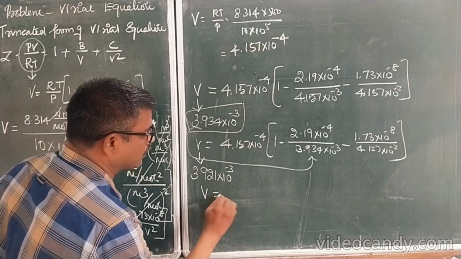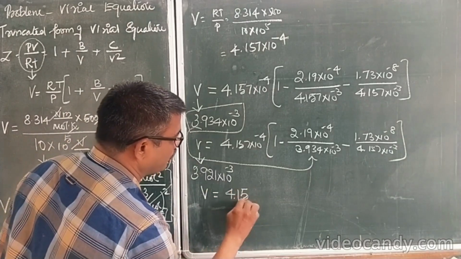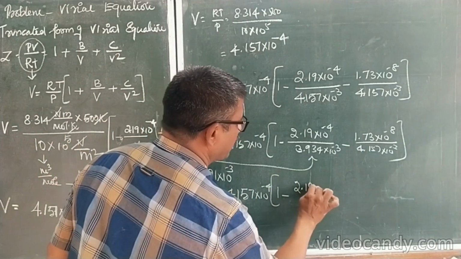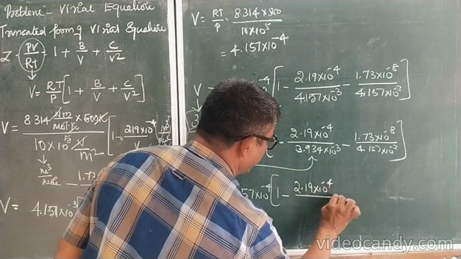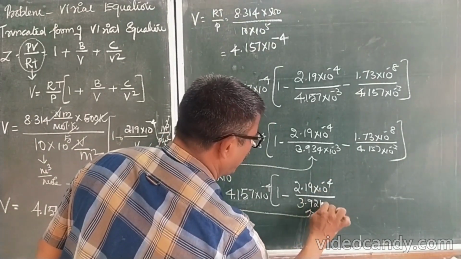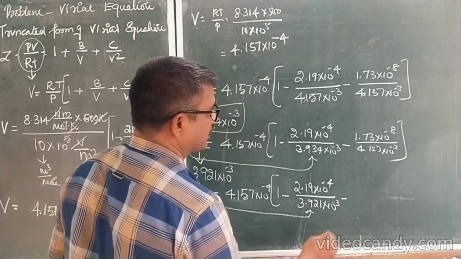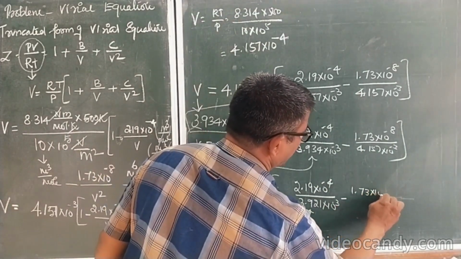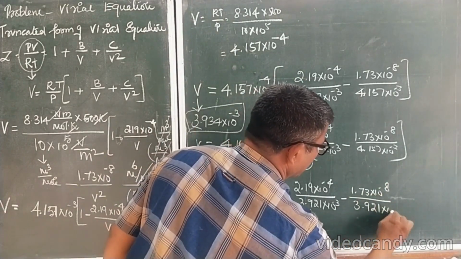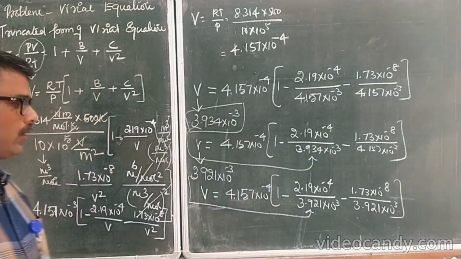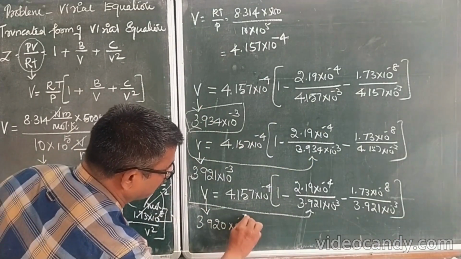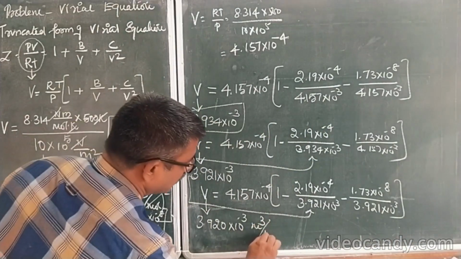Now again, V is equal to 4.157 into 10 to the power of minus 4 into 1 minus 2.19 into 10 to the power of minus 4 divided by, now I am going to substitute new value here, 3.921 into 10 to the power of minus 3 minus 1.73 into 10 to the power of minus 8 divided by 3.921 into 10 to the power of minus 3. Okay. Now predicted value is 3.920 into 10 to the power of minus 3 meter cube per mole.